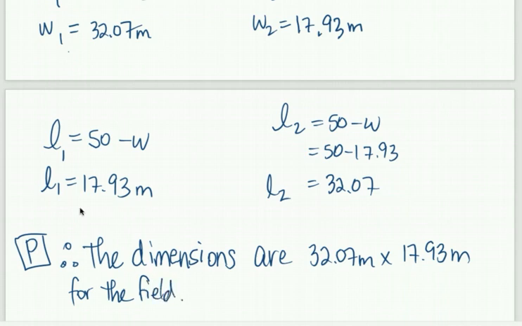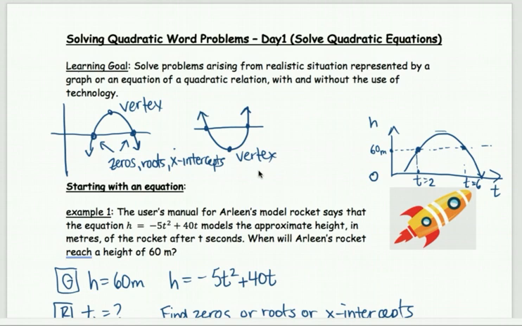Okay, so again, that meets the conditions of it has to be an area of 575 and the perimeter has to be 100 meters. These are the two lengths and widths. Okay, so that's your lesson for today. So it's just basically what we did the other day when we were solving equations.